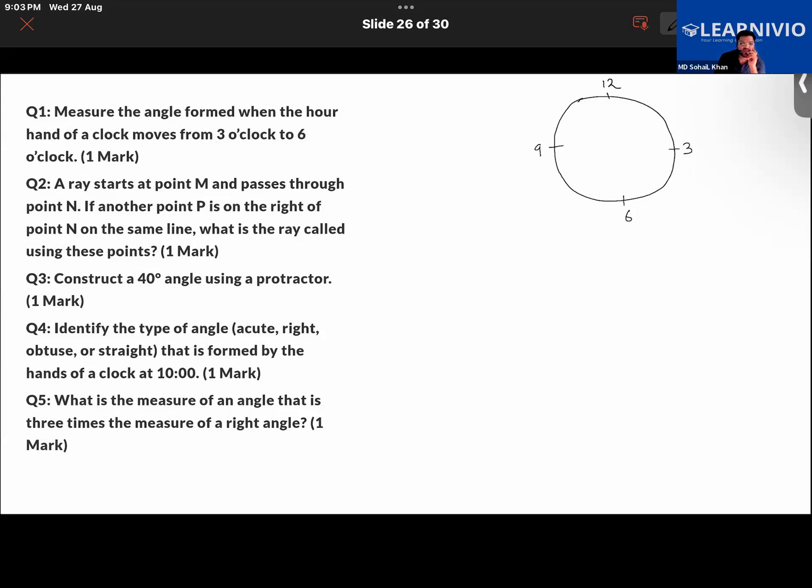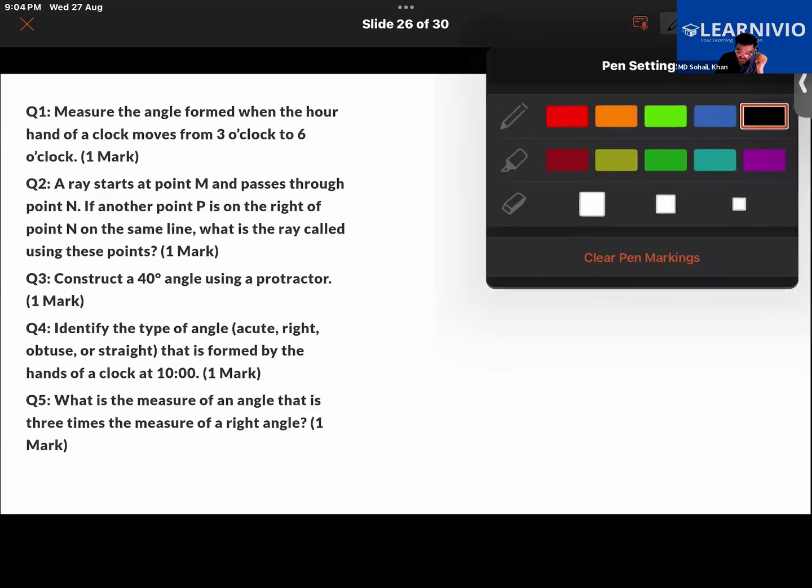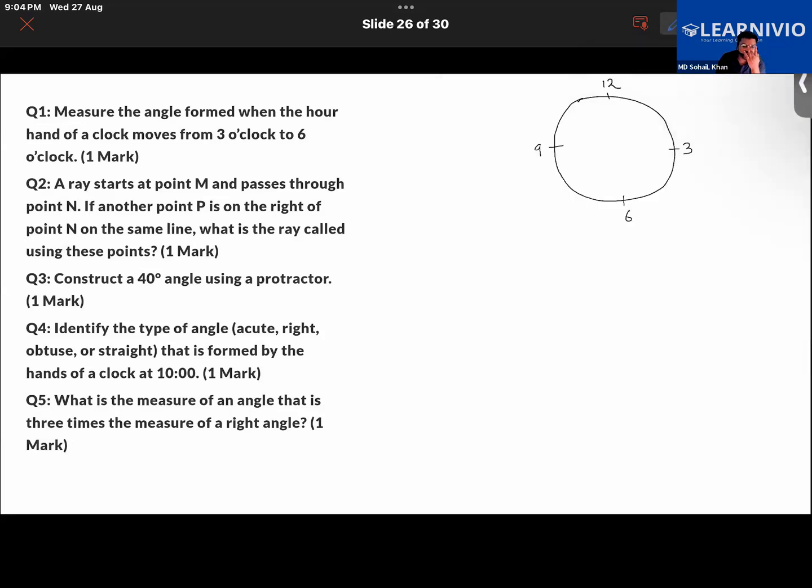Keep in mind that in every hour, a clock forms an angle of 30 degrees. Sir, I'm a bit confused. In the first one, no worries. By the way, Samaya, what is your answer for the first question?